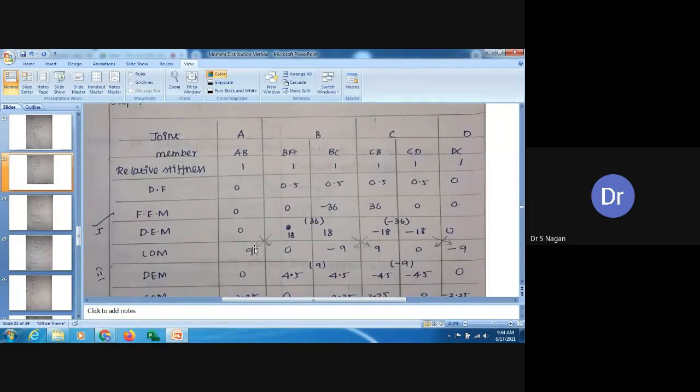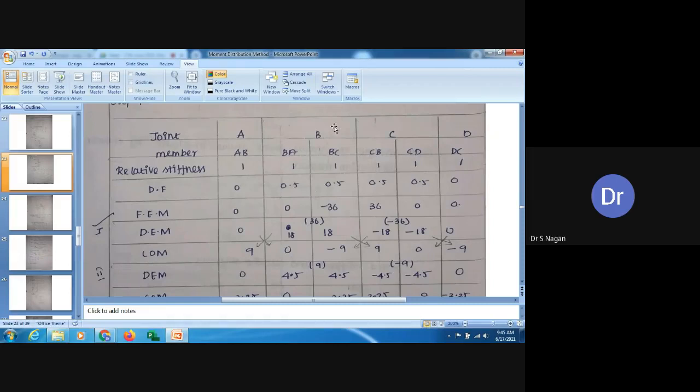So we need to balance with minus 9 and multiply with the corresponding distribution factor. We need to balance this carryover moment 9 with minus 9. The unbalanced moment of 9, minus 9, multiplied by the appropriate distribution factor, will therefore be 0.